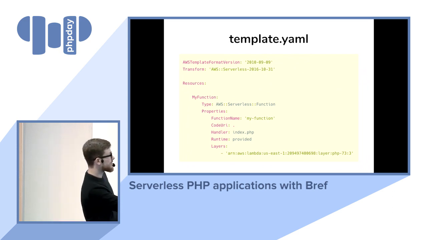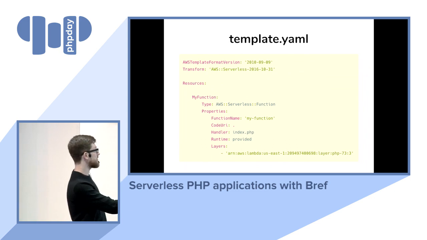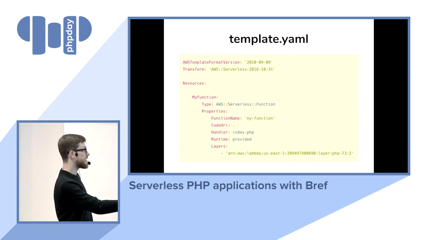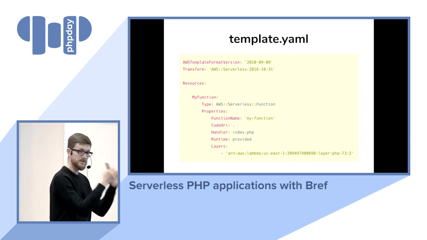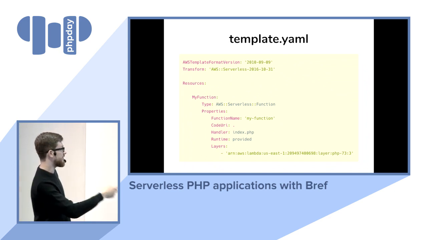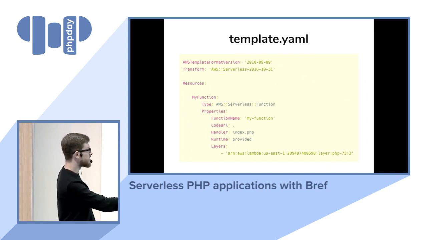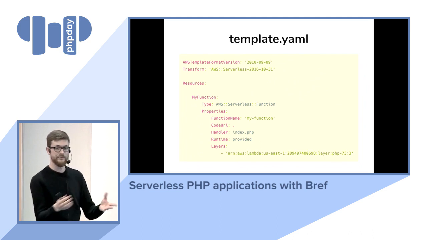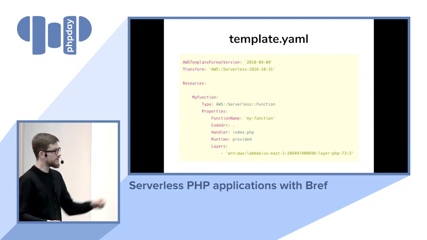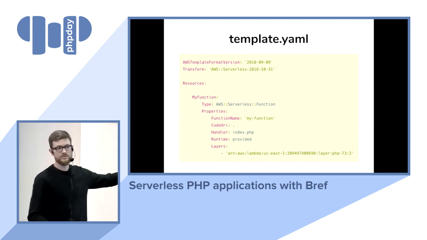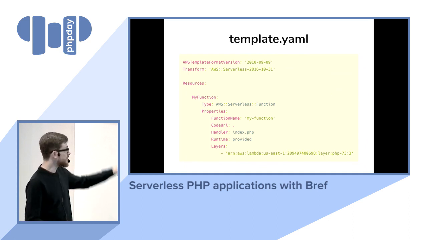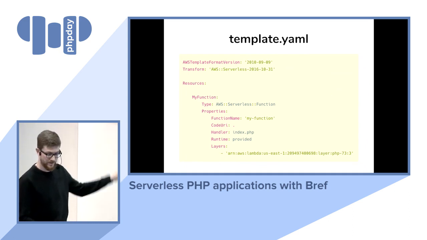And here is a function, so that's the function name, which is my function. This is the handler, so index.php will be called. This is what is called whenever there's an event. And here I configure to use the Bref runtime to run PHP. So anyway, the details do not really matter. There's documentation online, but I just want to show you that you can configure the application with YAML.